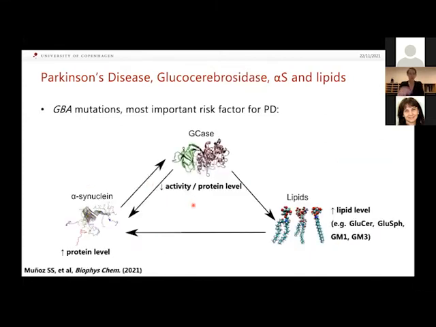We actually recently reviewed the levels of GCase, lipids, and alpha-synuclein in many different human-derived samples. We listed that GBA mutation first leads to a decrease in the activity and protein level of GCase. This is associated with an increase in specific lipid levels, such as glucosylceramide, glucosylsphingosine, and some gangliosides. This change in GCase activity and protein level also leads to an increase in alpha-synuclein level. In some models, in particular iPSC-derived neurons, we could find a correlation among the three partners, but the molecular mechanism by which each of those partners is interconnected is not yet understood. And this is what we want to understand further.